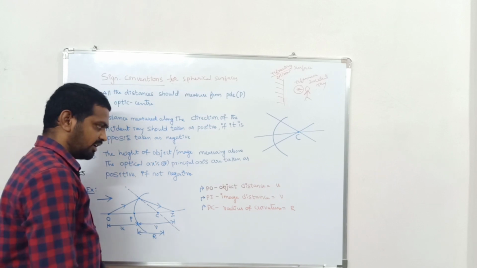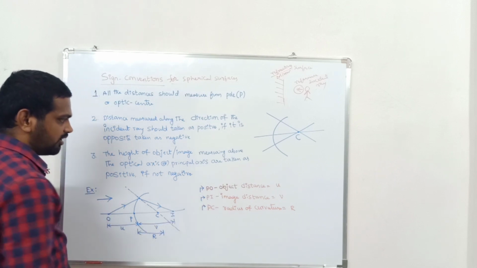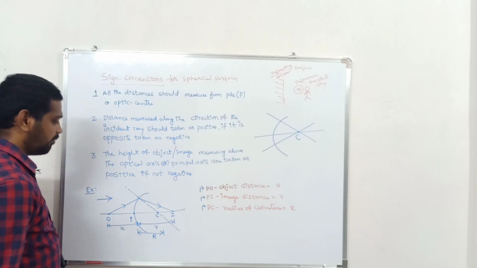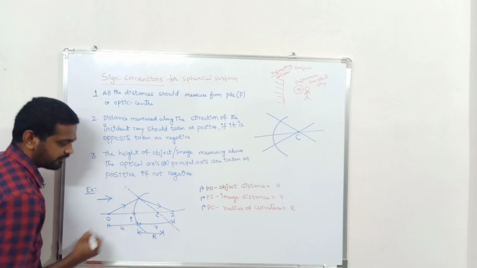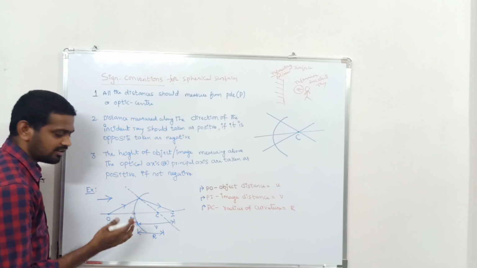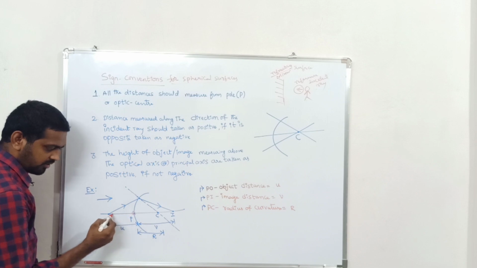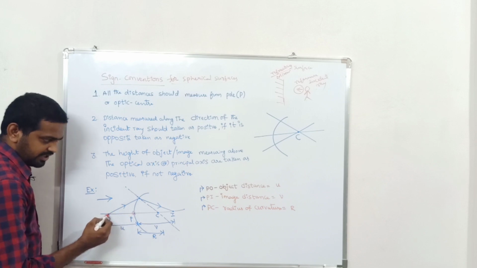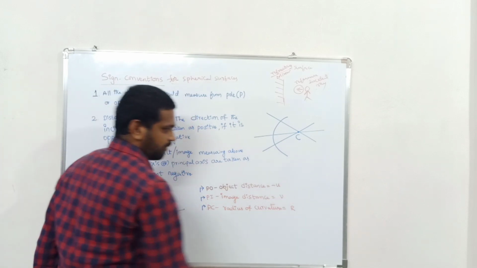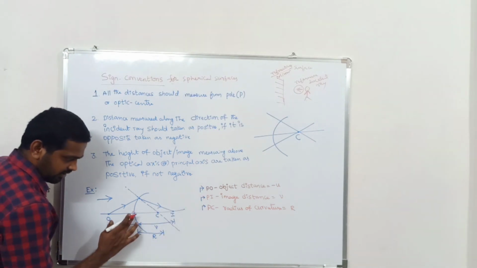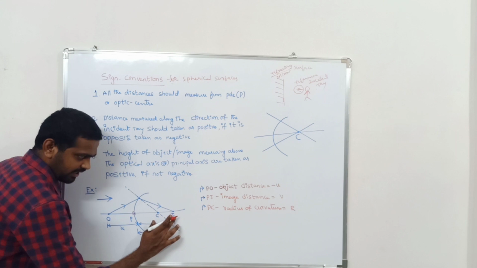Now I am applying the sign conventions. PO is the object distance. What is the first rule? All distances should be measured from the pole or optic center. This is the pole, so whatever distance is being measured, you should measure from the pole. To measure the object distance, you move opposite to the incident ray, so it is negative.